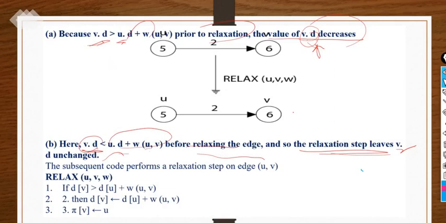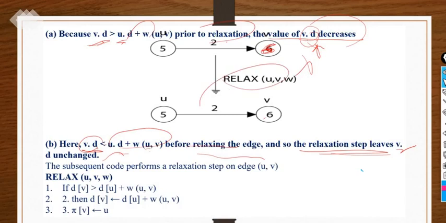of the vertex v, right? Same here, if we are doing 5 plus 2, that is 7, but already its value is 6. So 5 plus 2 is 7, which is greater than 6. Already there is a minimum value, so it will remain unchanged; we will not change it. It will remain as it is after relaxation.